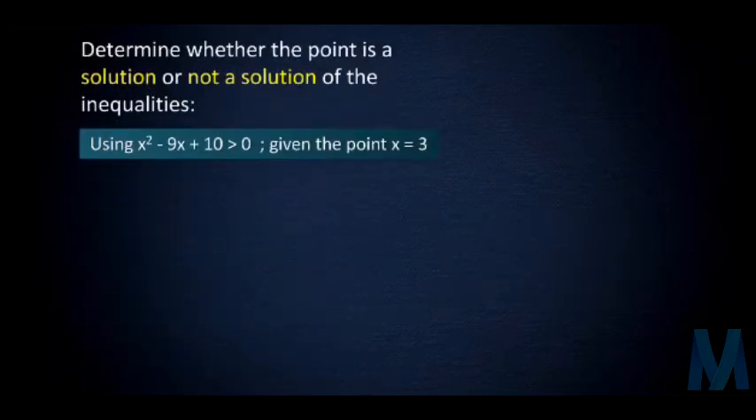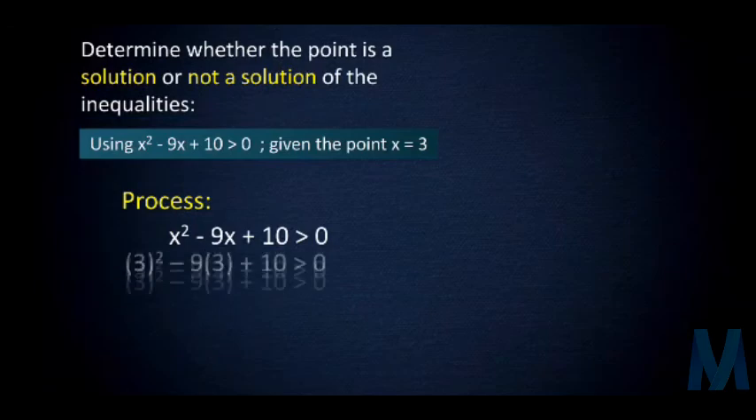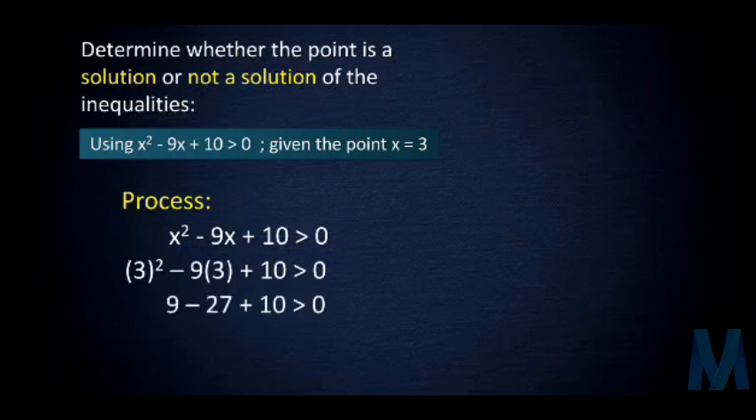Next, we have x squared minus 9x plus 10 is greater than 0 using the point x is equal to 3. So we are going to change all the variables x with 3. So that is 3 squared minus 9 times 3 plus 10 is greater than 0. Okay. Then we are going to solve 3 squared first, or 3 raised to 2, that is 9. Minus 9 times 3 is 27 plus 10 is greater than 0.